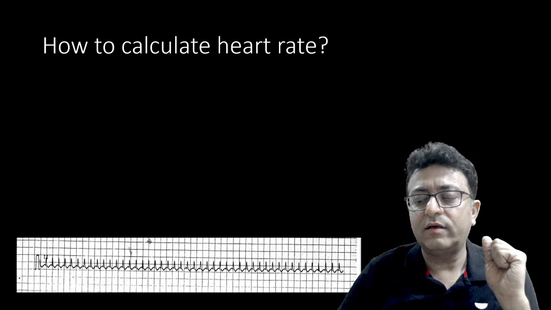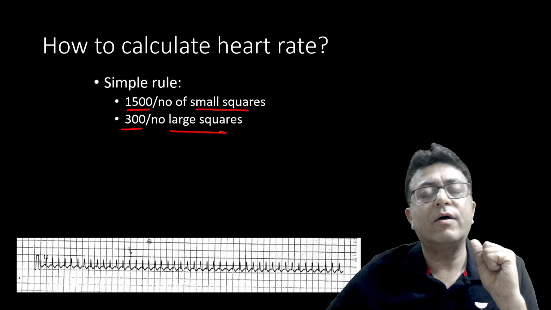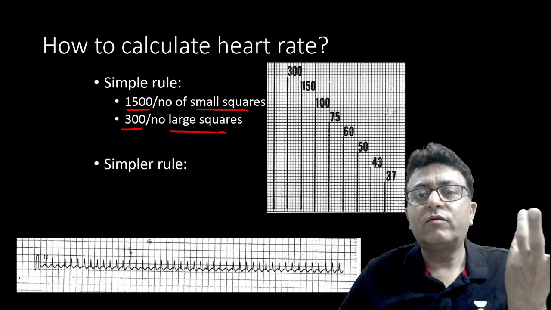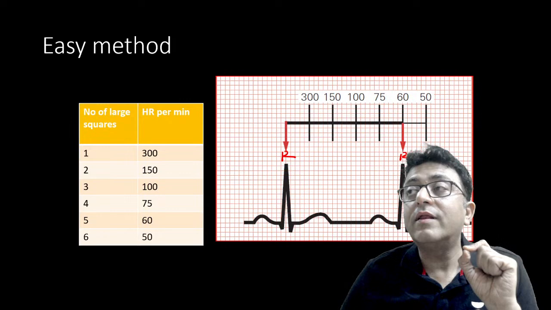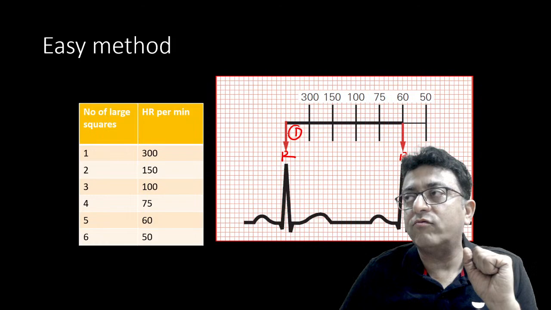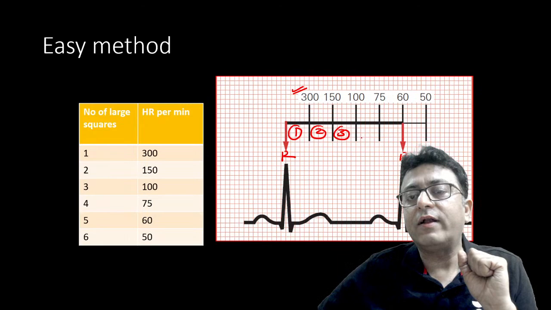How to calculate the heart rate? Simple rule: 1500 divided by number of small squares, or 300 divided by number of large squares. If between one R and the next R the number of large squares is 1, then heart rate is 300. If it is 2, then 150. If it is 3, then 100. If it is 4 or 5, it is 60. If it is 6, then it is 50.